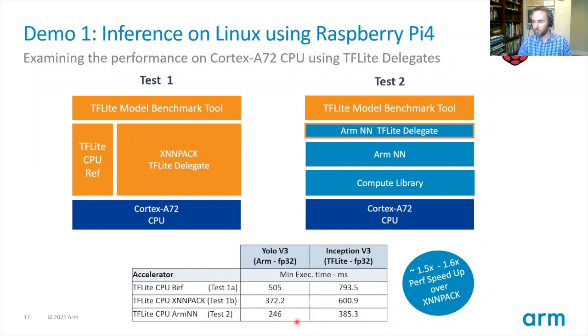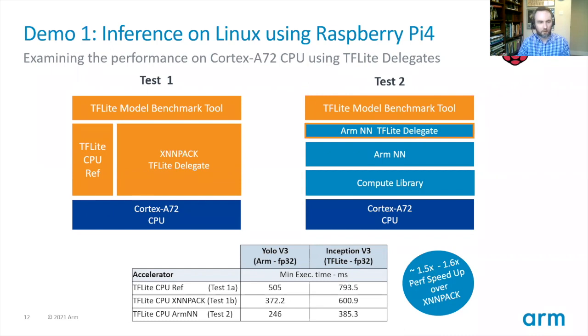But if you use the ARM software stack with ArmNN and the ARM Compute Library, it's much faster again, 246 milliseconds and 385 milliseconds. So what this shows is that using a YOLO v3 model from the ARM Model Zoo, you get a 1.5x speed up using the ARM software in comparison to XNNPACK. But if you use an Inception v3 model off the shelf from the TFLite Model Zoo, you get a 1.6x speed up over XNNPACK. Okay, so that is acceleration using the ARM software on CPU.